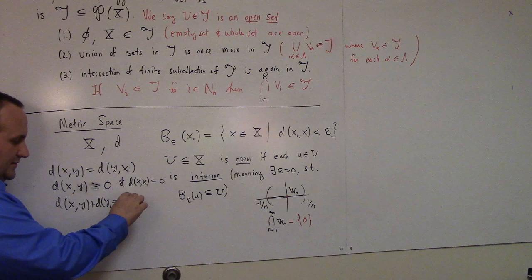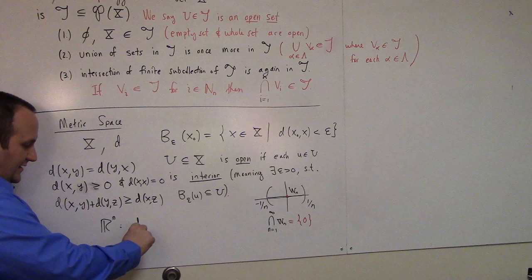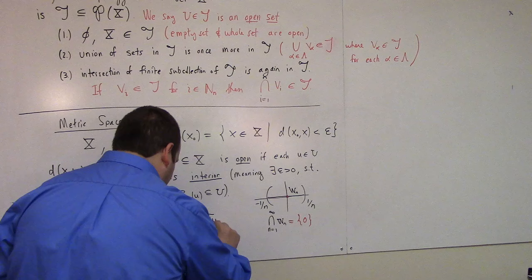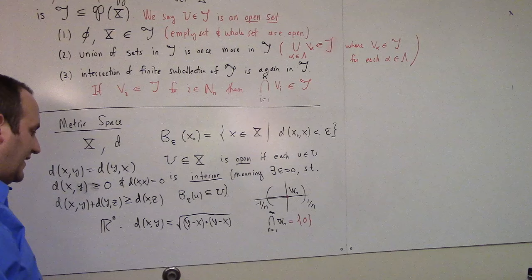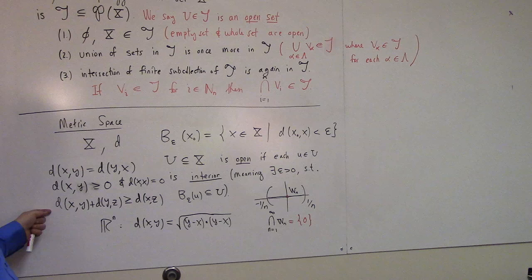And of course, we are well aware that these things are satisfied in R^n if we just say d from x to y is equal to the square root of y minus x dotted with y minus x. Whatever is your favorite formula. But it's the norm of the vector that connects y and x. That's the metric. But more abstractly, if you have a set and it has a distance function, something that satisfies these three things, then it's called a metric space.